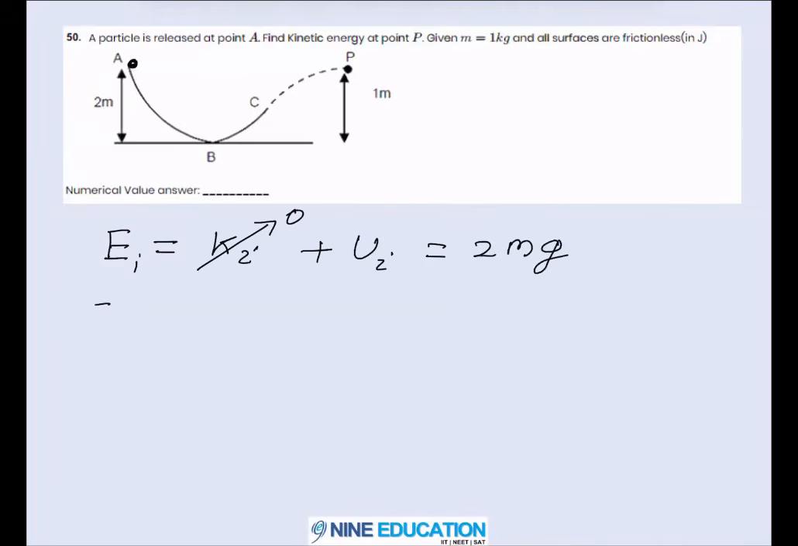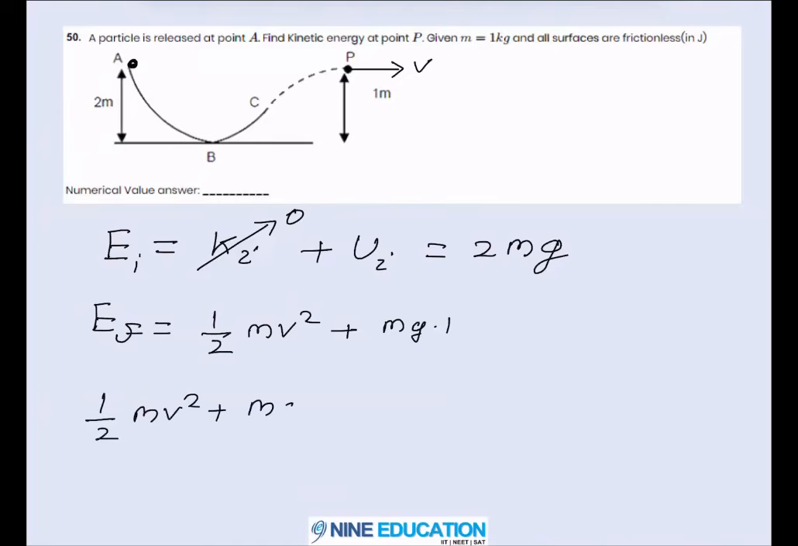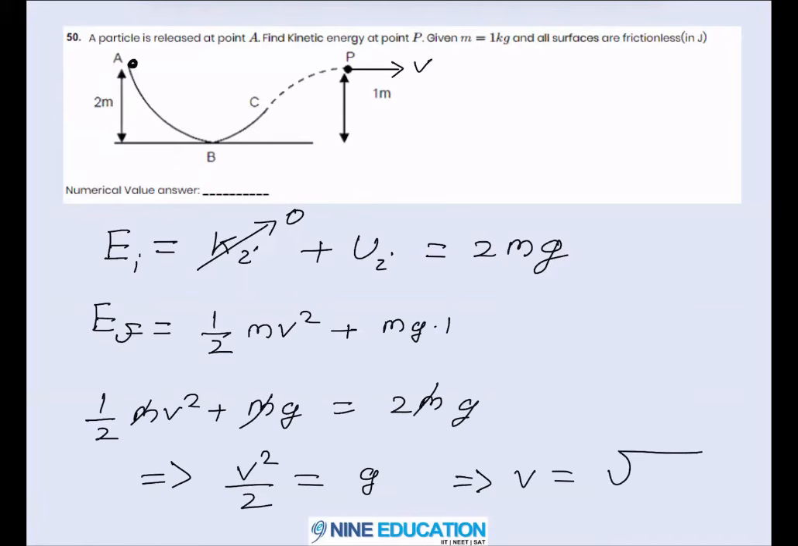Now, in the case of final total mechanical energy, I will assume that it attains a velocity v. So the final kinetic energy will be half mv squared, while the final potential energy will be mg into 1. Now, if I apply conservation of mechanical energy, half mv squared plus mg is equal to 2mg. Now m cancels out. From here, I get v squared by 2 is equal to 2g minus g, which becomes g, or v will be equal to root 2g.